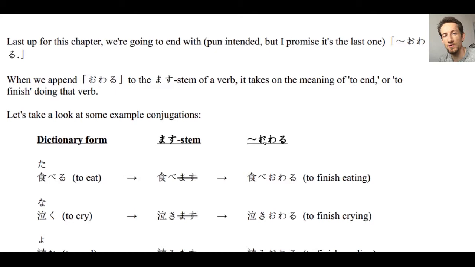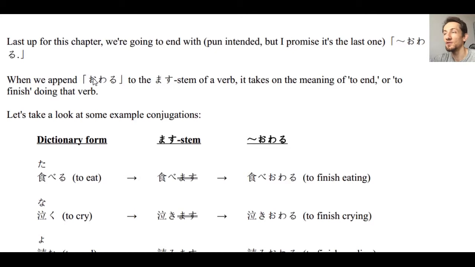In today's video, we're going to look at part 3 of my little series of chapter 53 of my textbook. And today, we're going to learn how to use owaru in conjunction with the mas stem of a verb to express the finishing or the ending of that verb, of that action. So I imagine you have seen parts 1 and 2 of this chapter, where we learned how to use dasu and hajimeru to describe the beginning of an action, and tsuzukeru to describe the continuation of an action. So obviously, I think the most logical step in our progression would be to talk about when something ends.